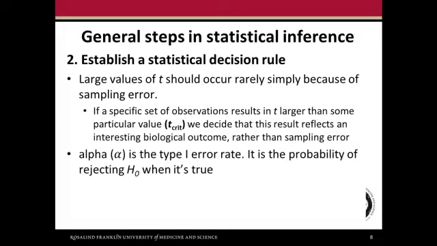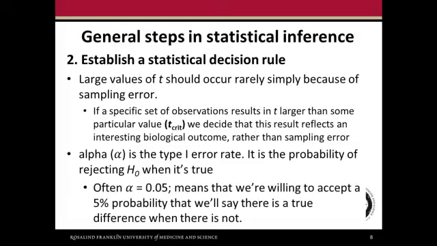And this is related to alpha, and this is also known as the type 1 error rate, and it's the probability of rejecting the null hypothesis when it's true. So in that case, that's suggesting that there wouldn't be any difference between the means. So often we set this at 0.05 to say that we're willing to accept that there's a 5% probability that we're going to say there's a true difference between the means when there actually is not. And we'll come back to type 1 error in a little bit.